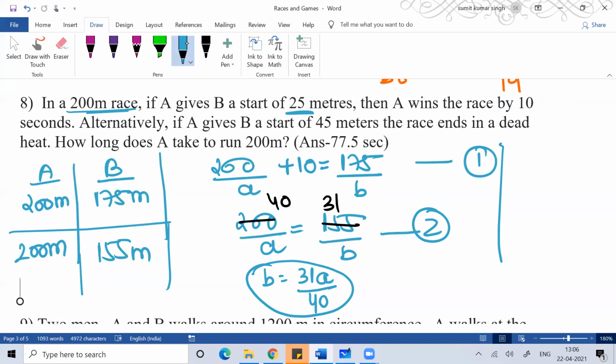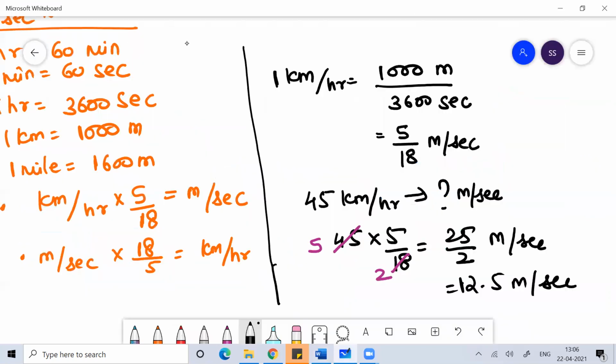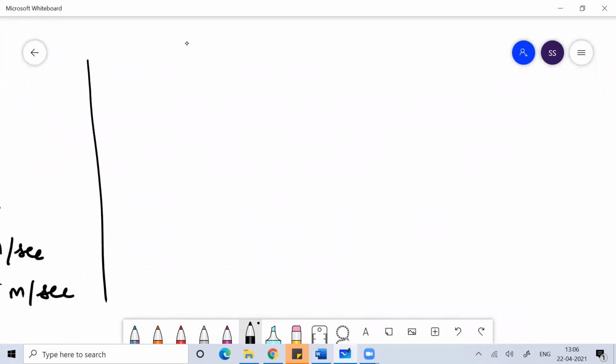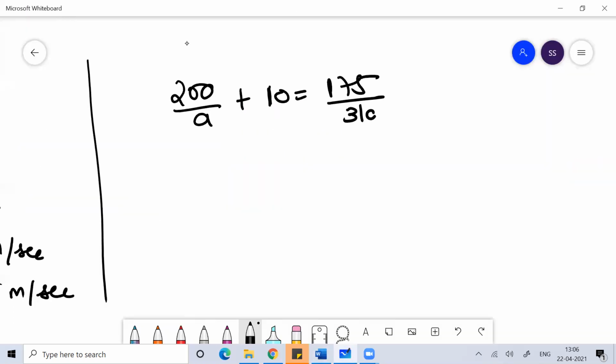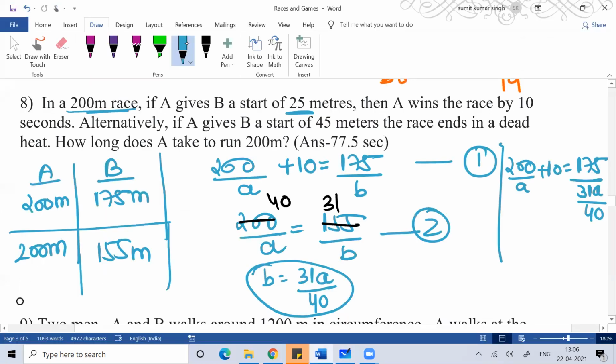That I can put in the first equation. So I can write 200 by A plus 10 is equal to 175 by 31A by 40, that is 175 by 31A into 40. I can solve this.